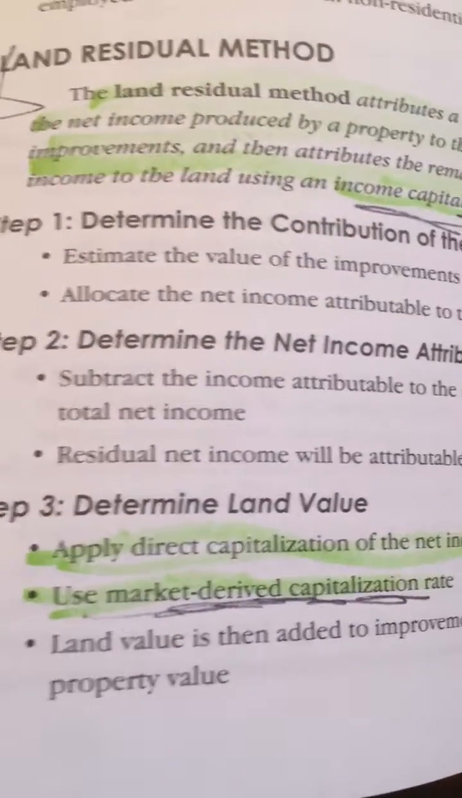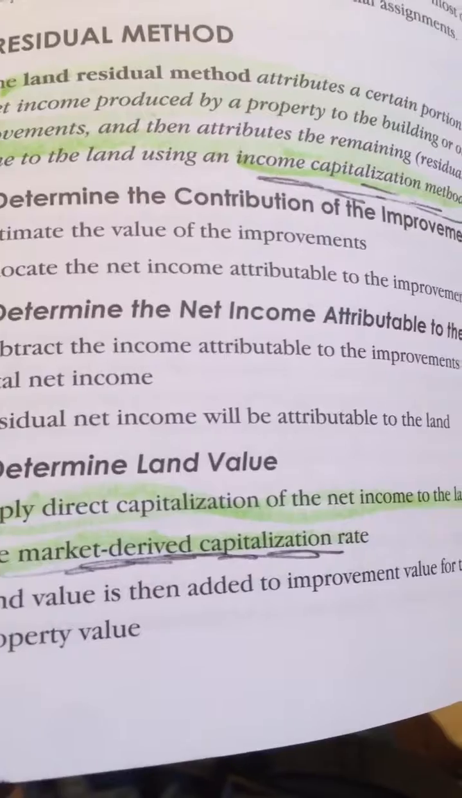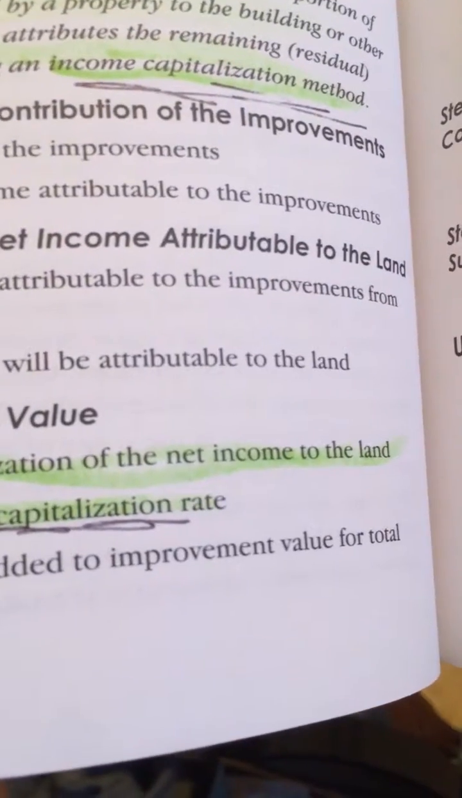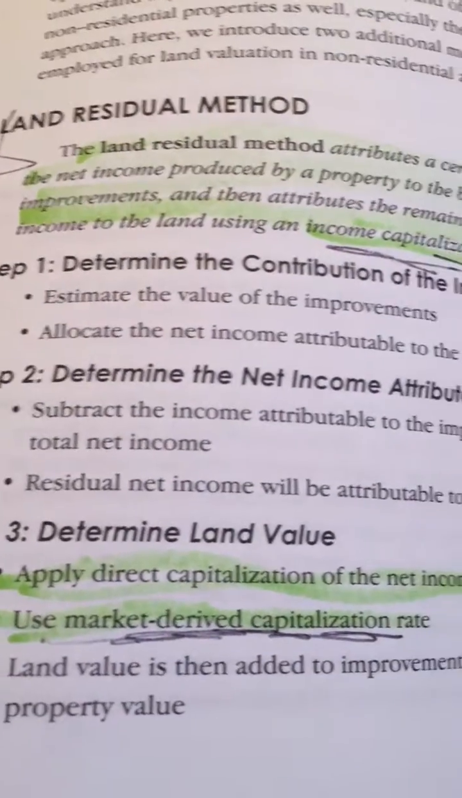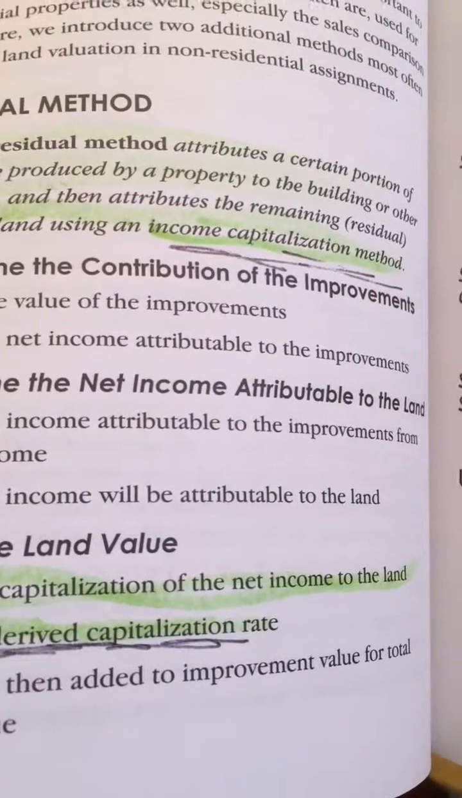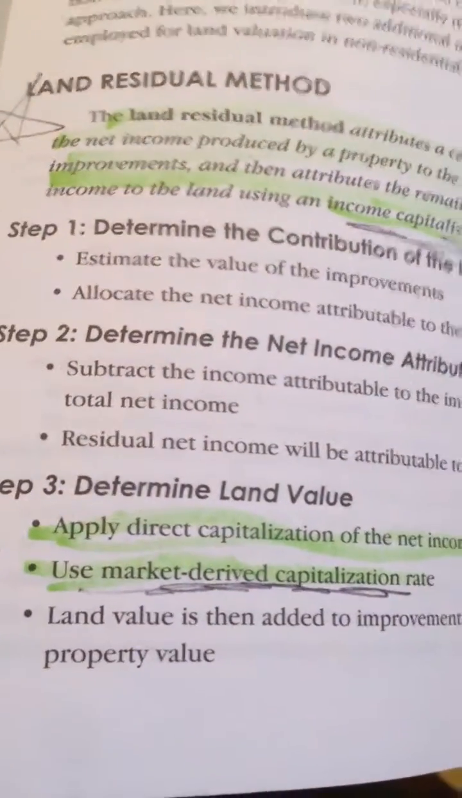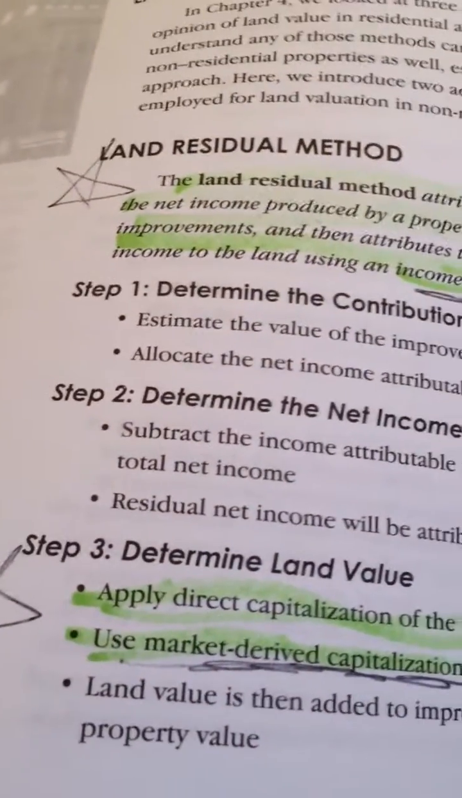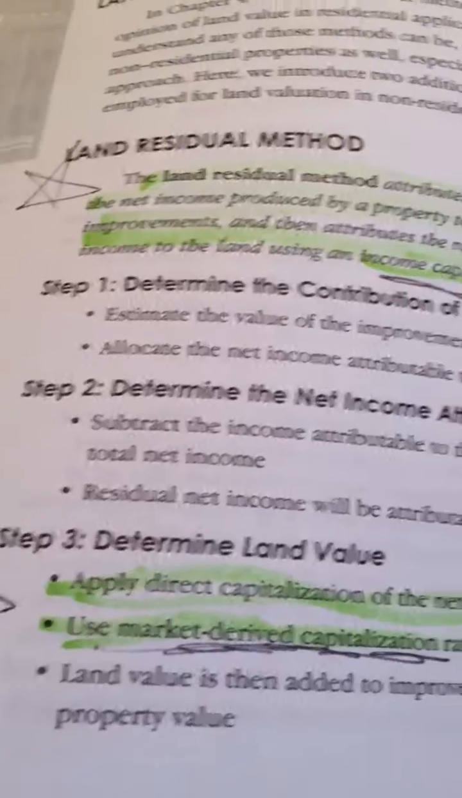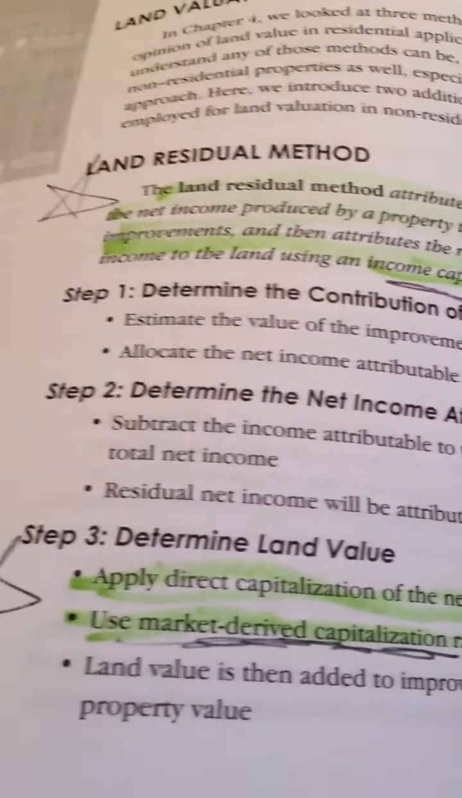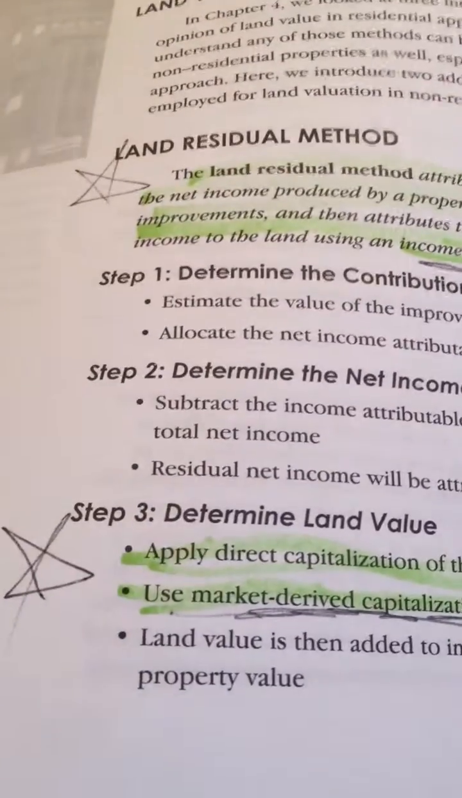Step 2. Determine the net income attributable to the land. Subtract the income attributable to the improvements from total net income. Residual net income will be attributable to the land. Step 3. Determine land value. Apply direct capitalization of the net income to the land. Use market-derived capitalization rate. Land value is then added to improvement value for total property value.